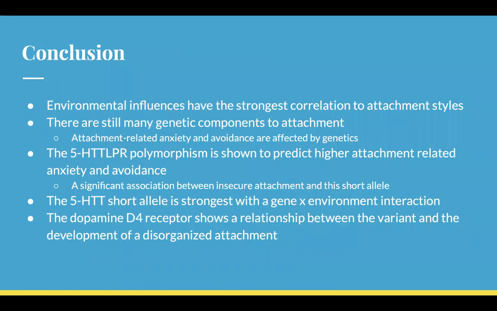In conclusion, environmental influences have the strongest correlation to attachment styles, but there are still many genetic components to attachment. Attachment-related anxiety and avoidance are 2 things that are affected by genetics. The 5-HTT-LPR polymorphism is shown to predict higher attachment-related anxiety and avoidance. And there's also a significant association between insecure attachment and this short allele.